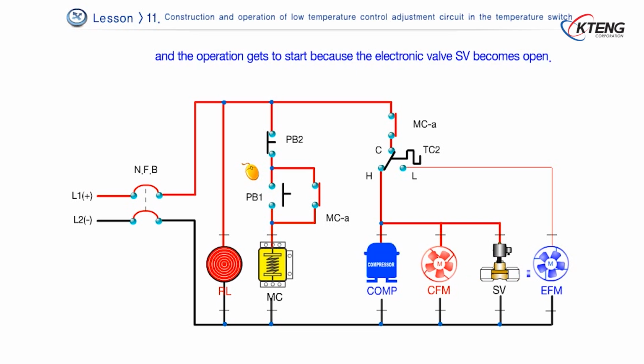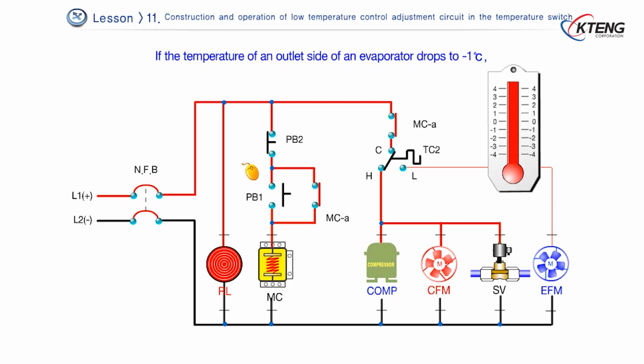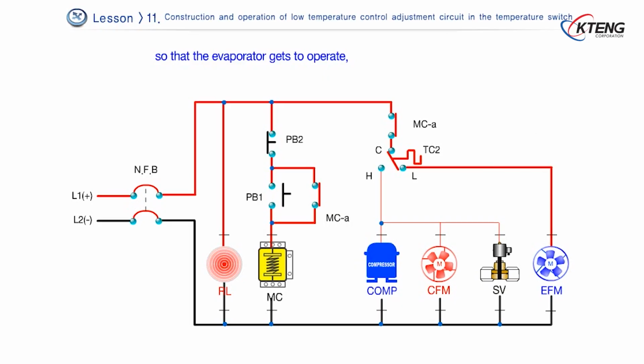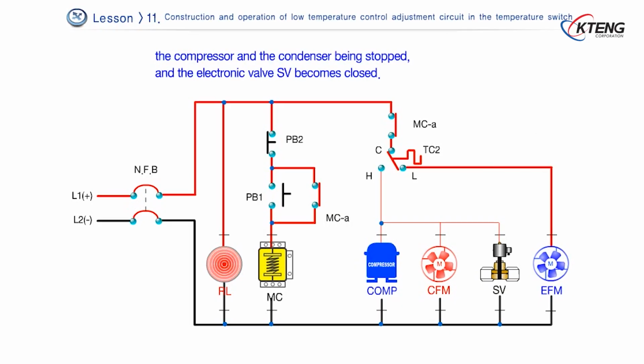If the temperature of an outlet side of an evaporator drops to -1 degree Celsius, the temperature switch TC2 is changed to the L contact so that the evaporator gets to operate, the compressor and the condenser being stopped, and the electronic valve SV becomes closed.